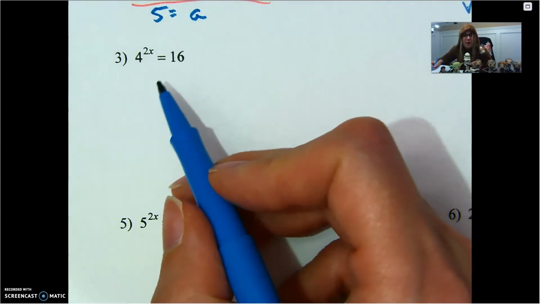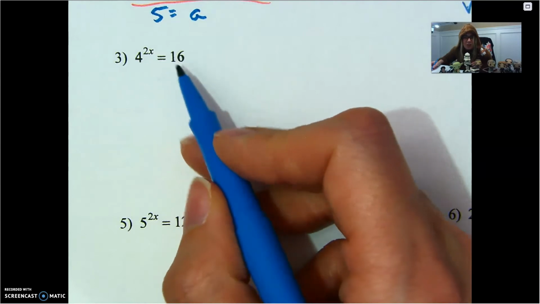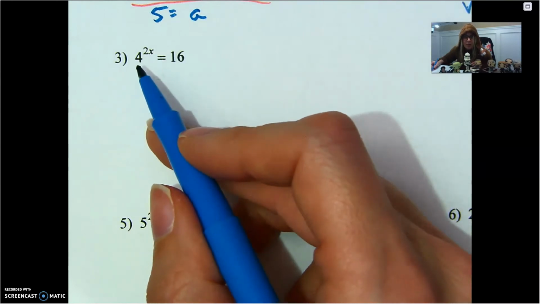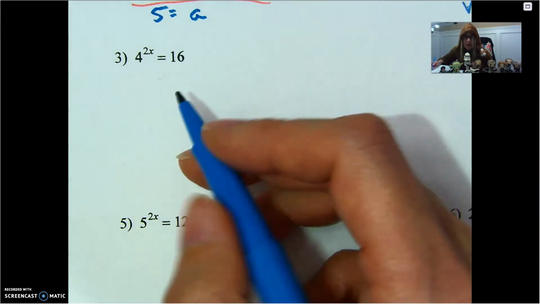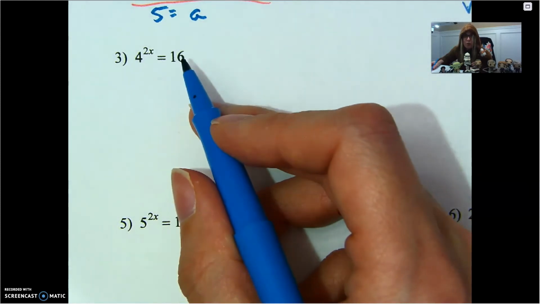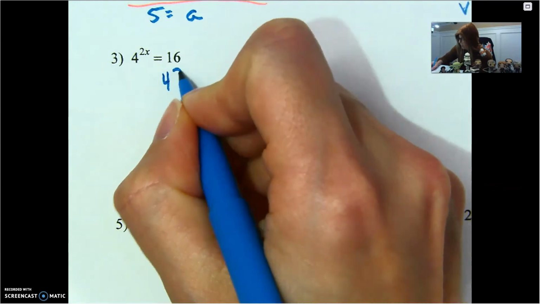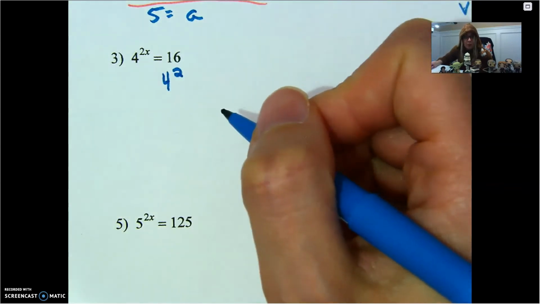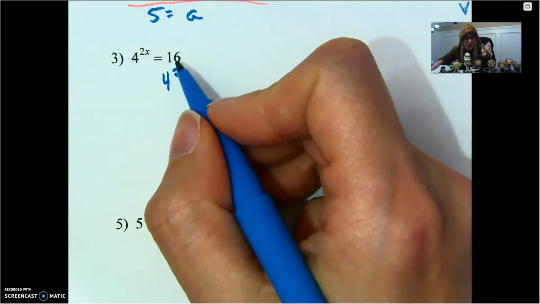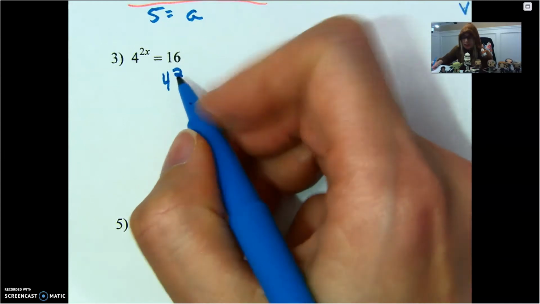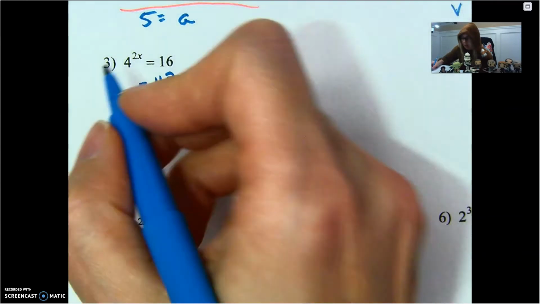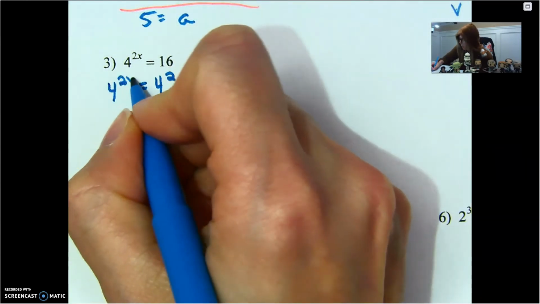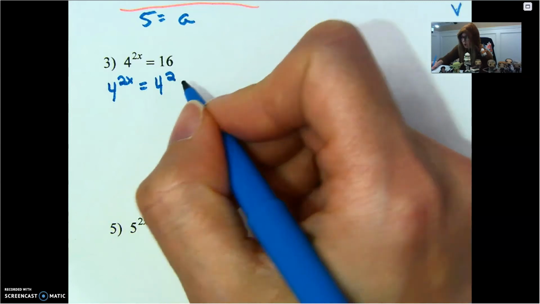I need to think about a way that I can turn 16 into something with a base 4. That one's actually not so bad because 4 squared is 16, right? 4 times 4. So I'm not changing the value at all. It's still 16. I'm just putting its hair in a ponytail. Look at that beautiful ponytail. So we have 4 to the 2x here and 4 squared here.